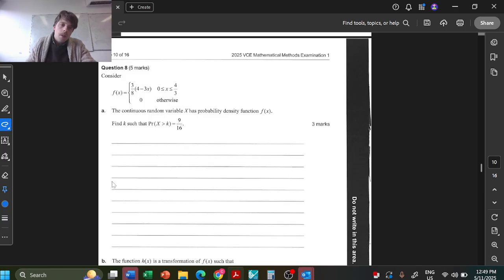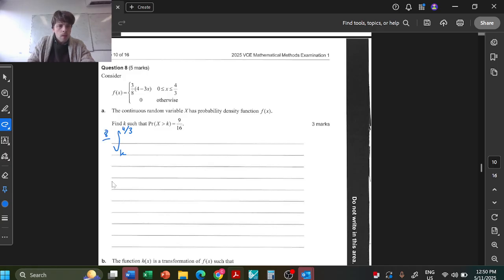All right, moving on to the next one. So now we have a continuous random variable with this as its probability density function. We want to find k such that the probability that x is greater than k is equal to 9/16. So we need to write this out as an integral to start. So we have the integral from, since x is larger than k, k is our minimum value, up to 4/3 of this thing here.